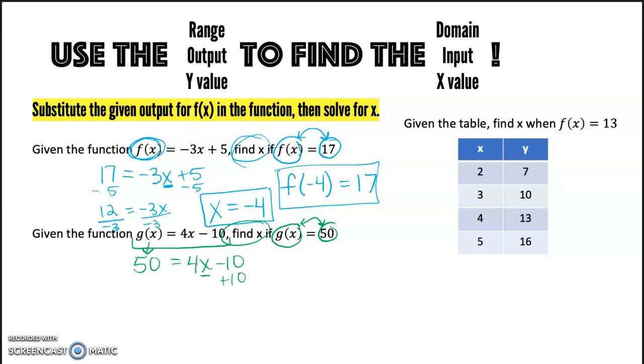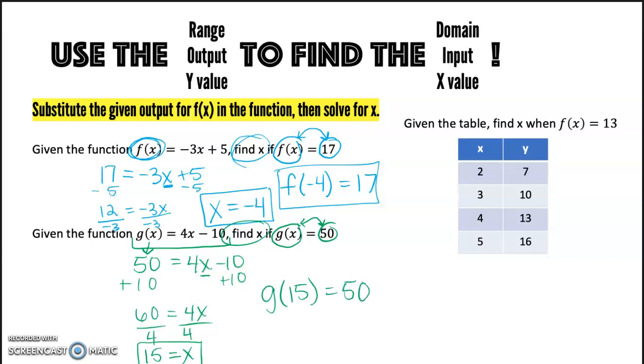So I'm going to add 10 to both sides, divide by 4. That tells me that 15 equals x. So I know that g of 15, because that's my x value, when x is 15, that's when y is 50. So either one of these could work as your final answer.